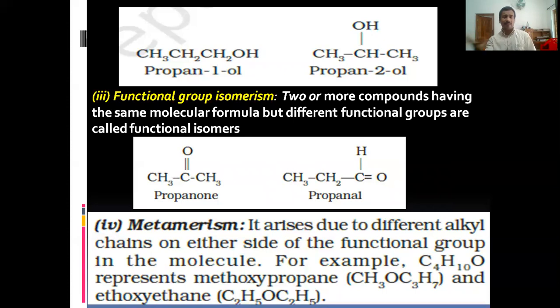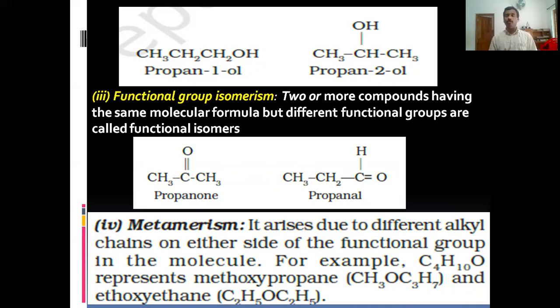So ketones and aldehydes are functional group isomers. We can identify another such pair. Ethers and alcohols are functional group isomers. For example, dimethyl ether, methoxymethane, and ethanol. Another example for functional group isomers. And the last one is metamerism.